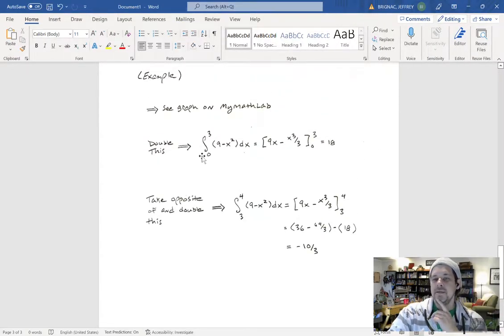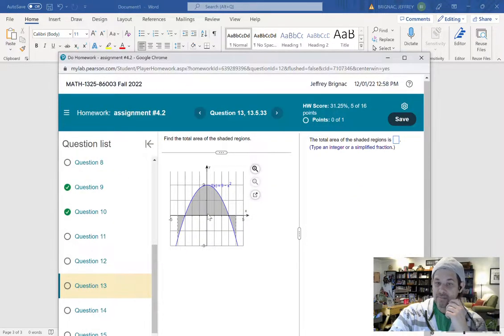Okay. Now that turns out to be 18, and I'll need to double that. All right. 18 is the area from 0 to 3. So all of this space would be 36. All right. Okay. Now what about these regions down here?